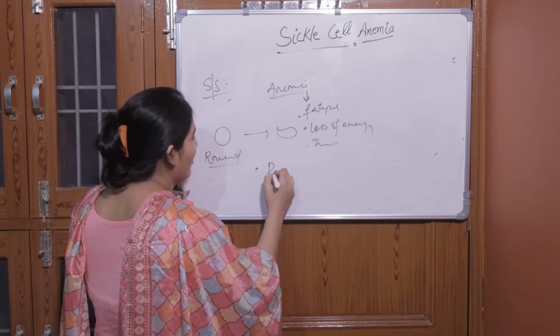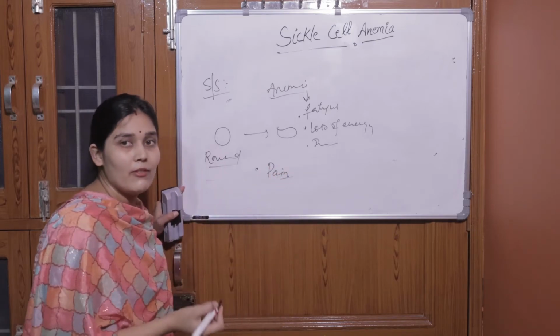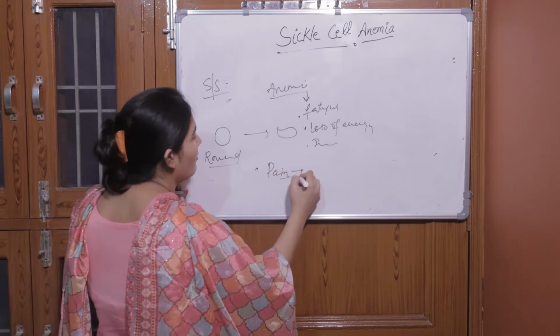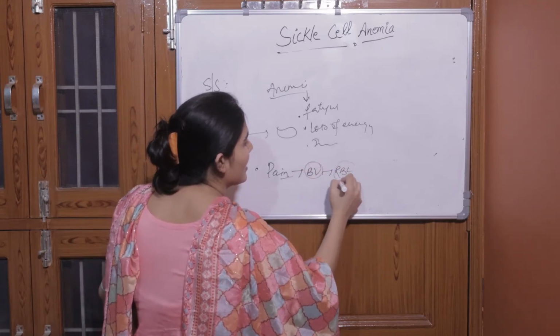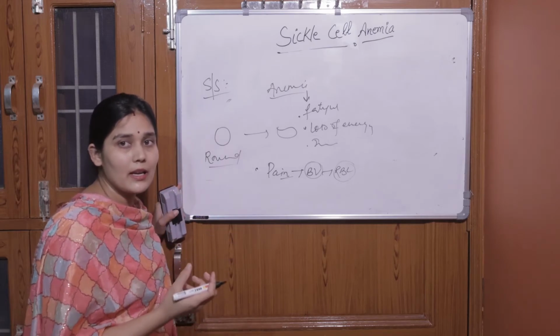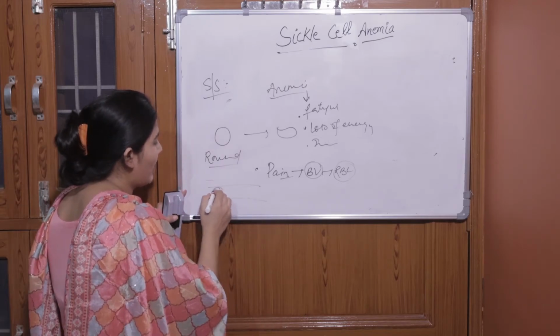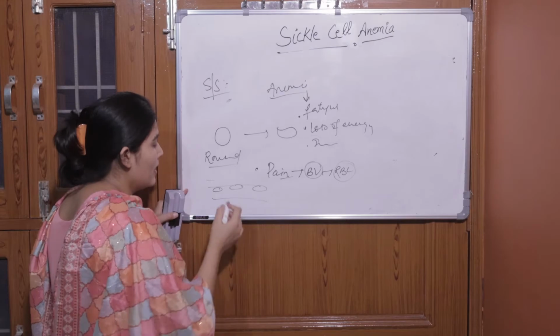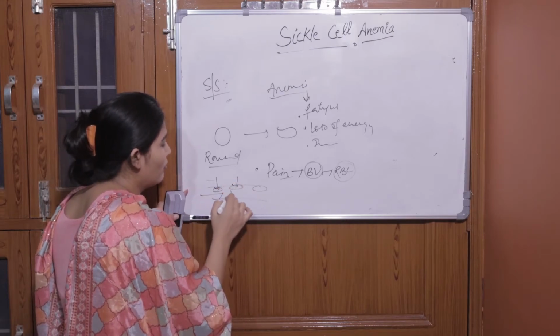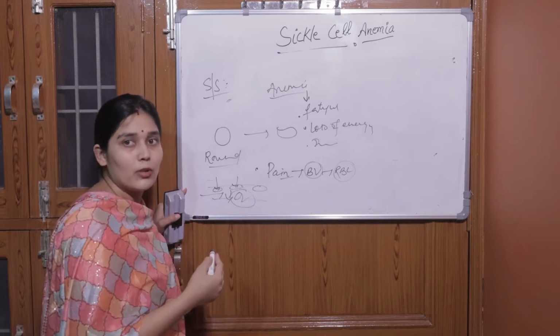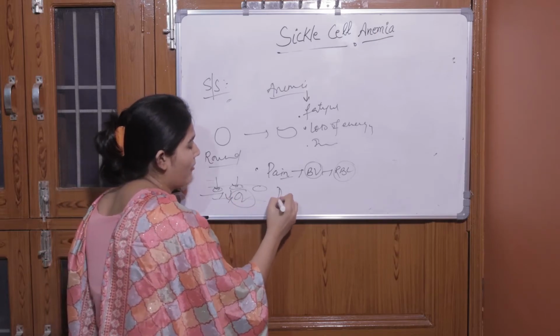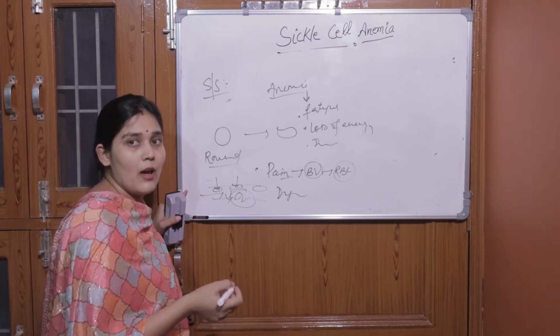The second thing is that the person will have pain. The pain will be there because the RBCs are sticking in the blood vessels. When the RBCs get stuck in the blood vessel, what will they cause? They will lead to decreased oxygen supply. Because of decreased oxygen supply to the tissues, the person will have dyspnea, perspiration and pain.